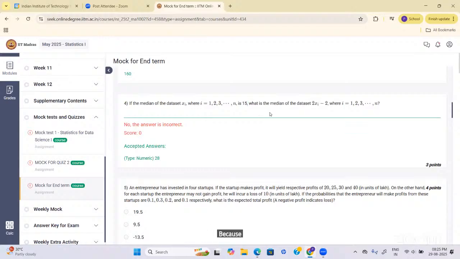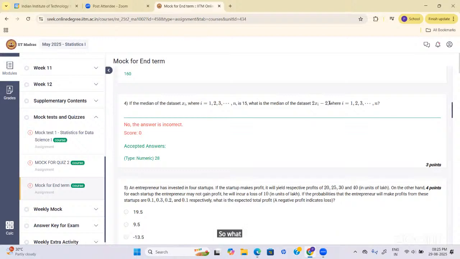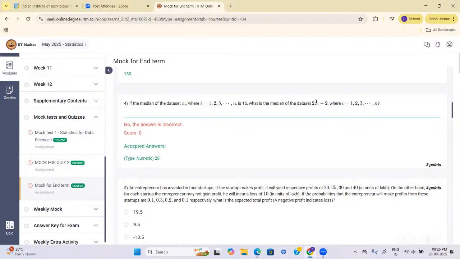Because we have to calculate the median of the data set. See, this is something which is representing the values of the data set. So what we are doing is multiplying by 2 and then subtracting 2. So we have to do the same thing with the value of the median as well. Okay. Yes, ma'am.